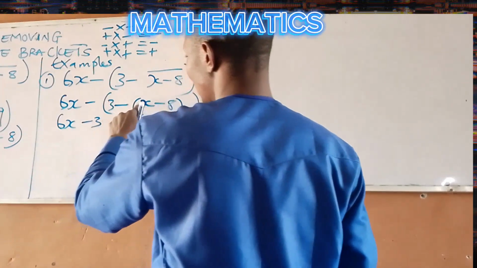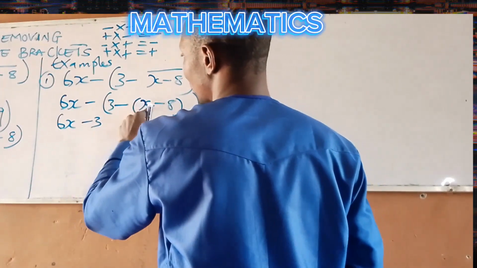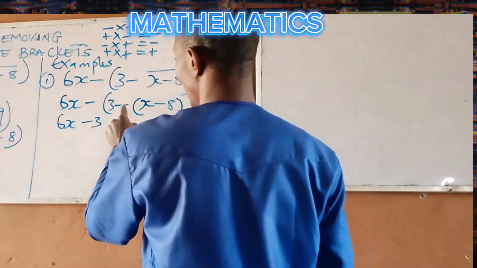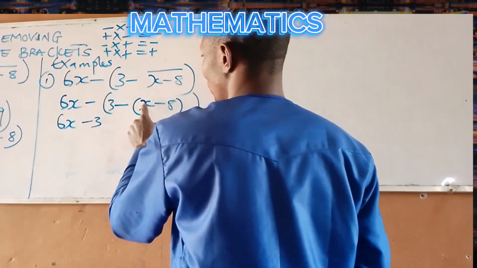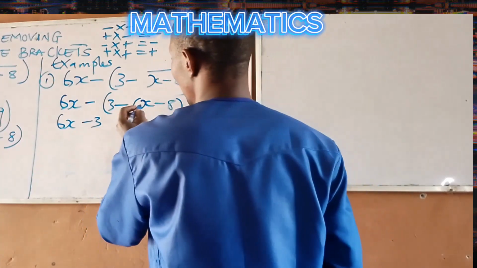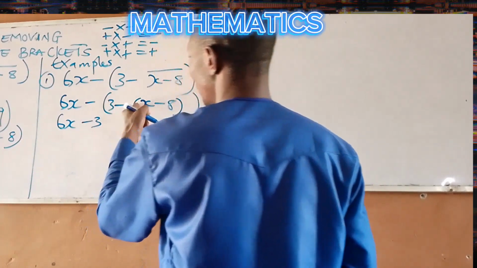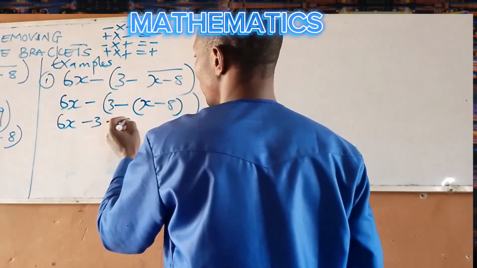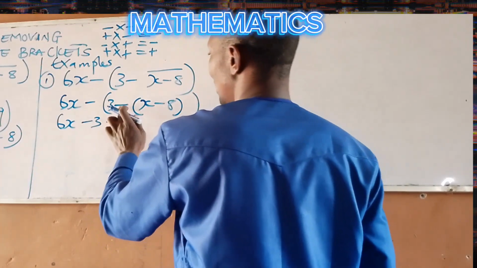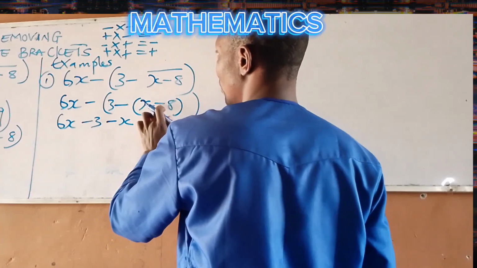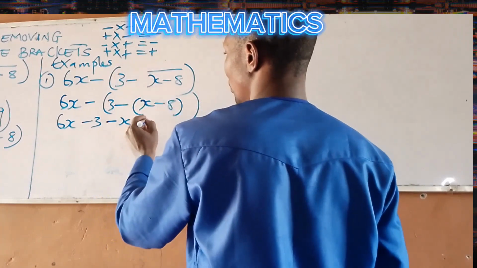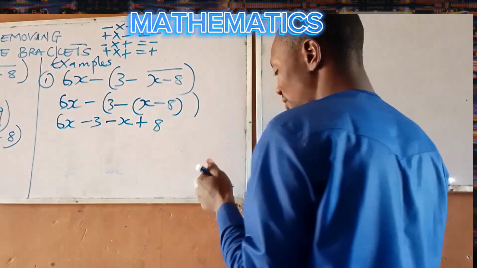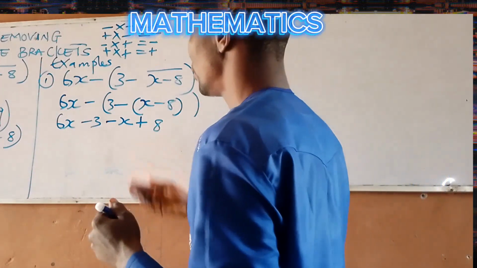So the next thing closer to this bracket here, as you can see, is what? Minus also. So we have minus multiplied by this. There is nothing here, so it's also plus. We are having minus x. So minus multiplied by minus, according to the rules here, we have plus. Plus 8. So we have opened the bracket.